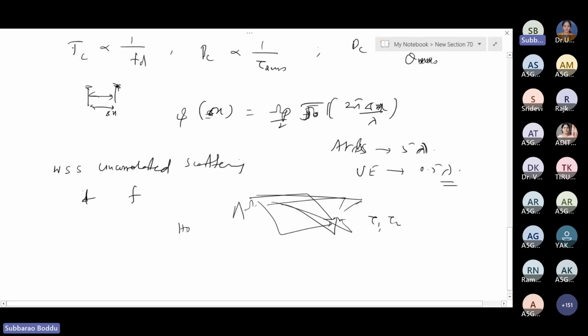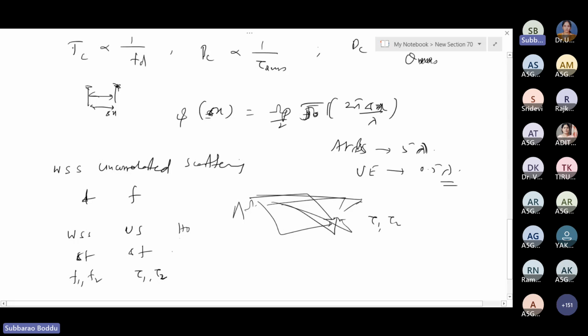So I told you, WSS is wide-sense stationarity, that is in the delta T. Uncorrelated scattering means signals at two different frequencies, with delta F, are uncorrelated, that is, at two different delays they are uncorrelated.